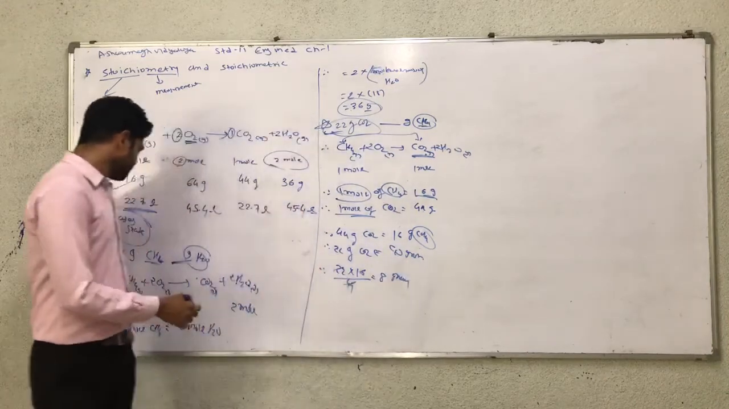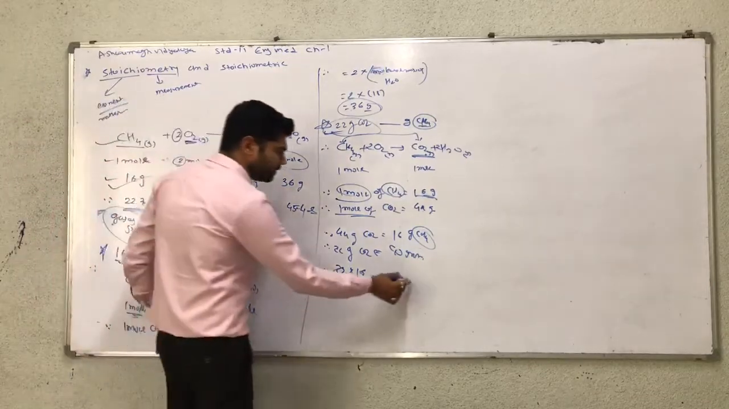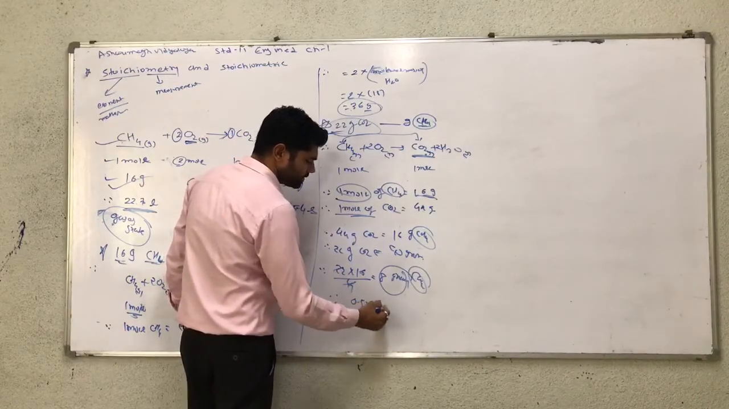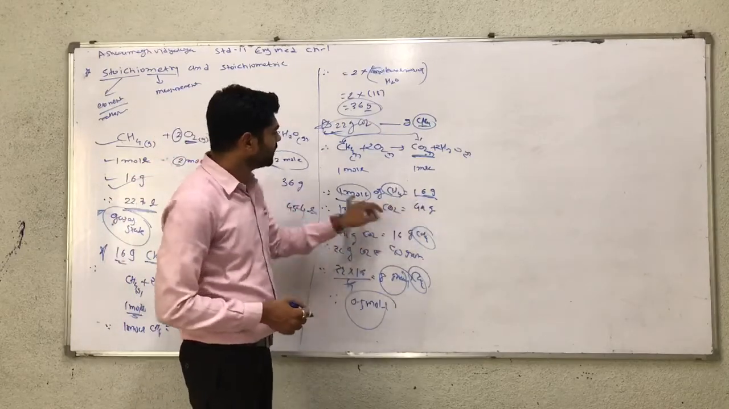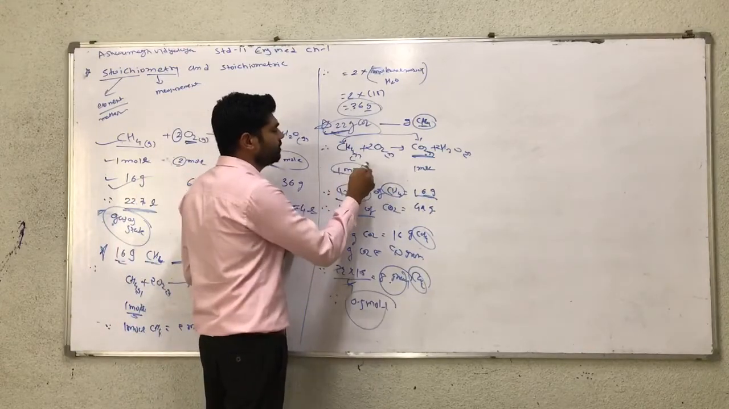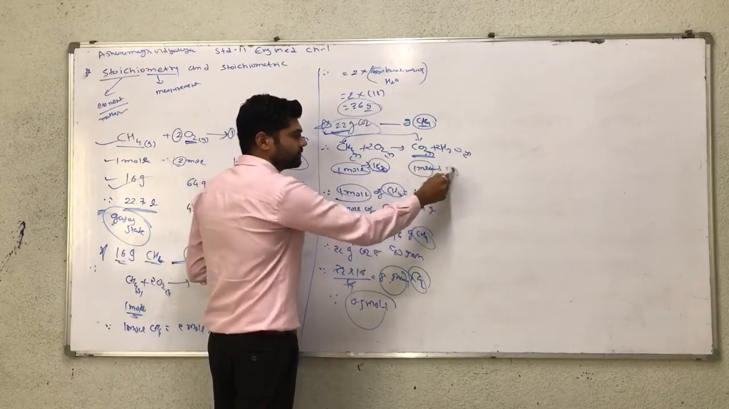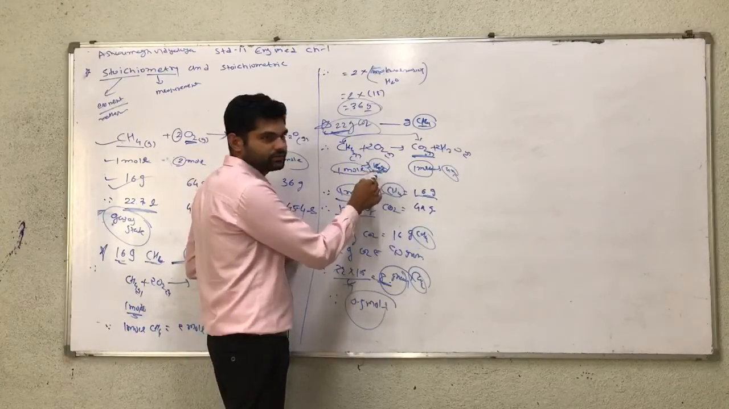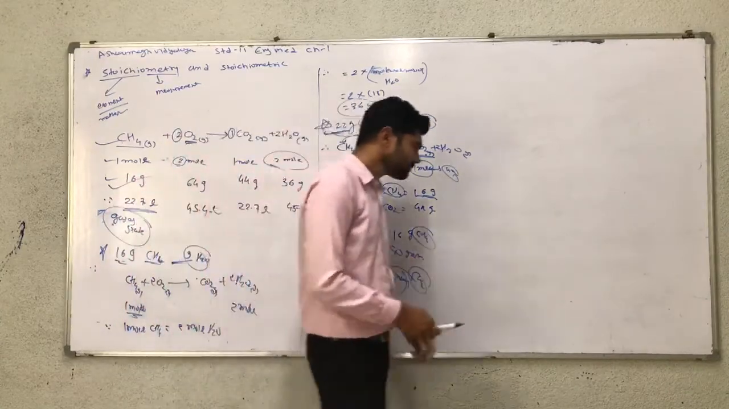Now solve in moles. 1 mole means how many grams? 16 grams. So 8 grams of CH4 means 0.5 mole of CH4 produces 22 grams of CO2. The relation between these: 1 mole means 16 grams, so 16 grams is equal to 1 mole. Here 1 mole of CO2 means 44 grams. So the answer is 8 grams. 8 grams means half of 16, therefore half a mole of CH4 is required. Next question.